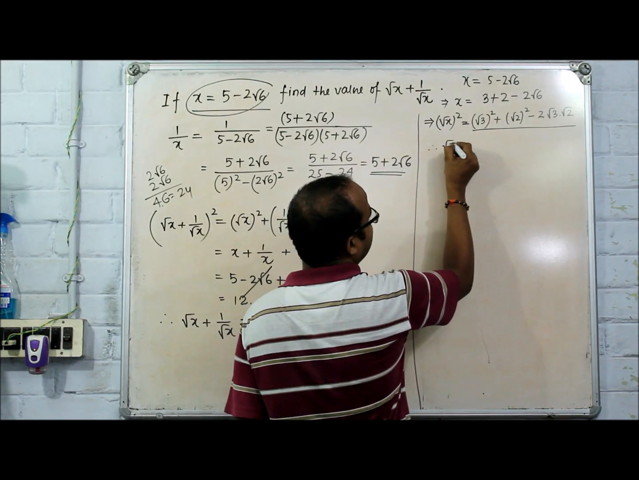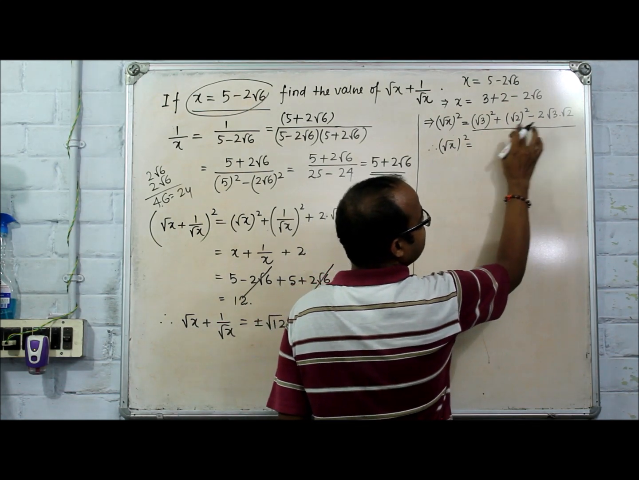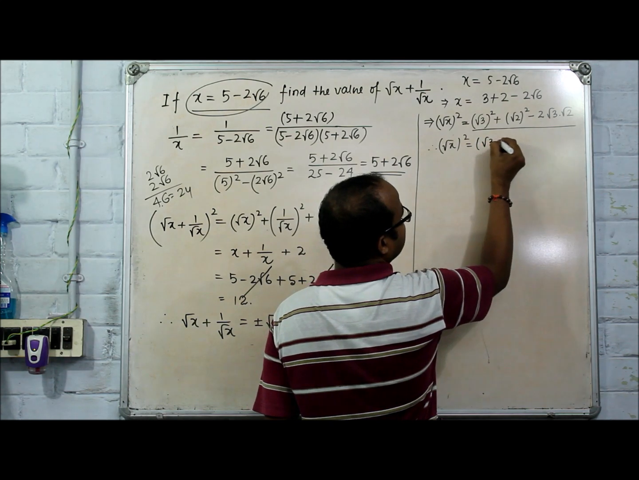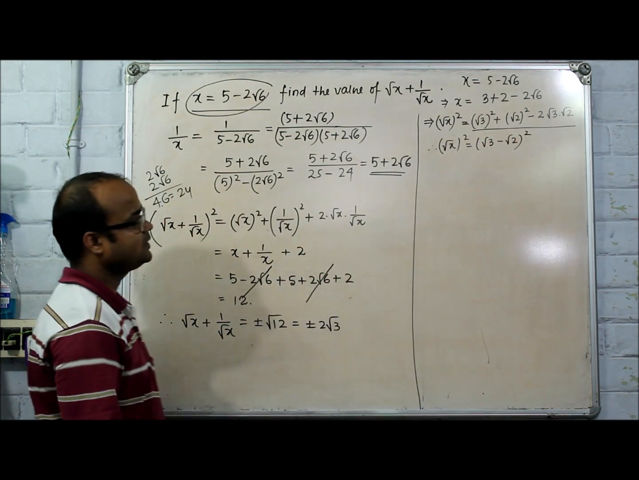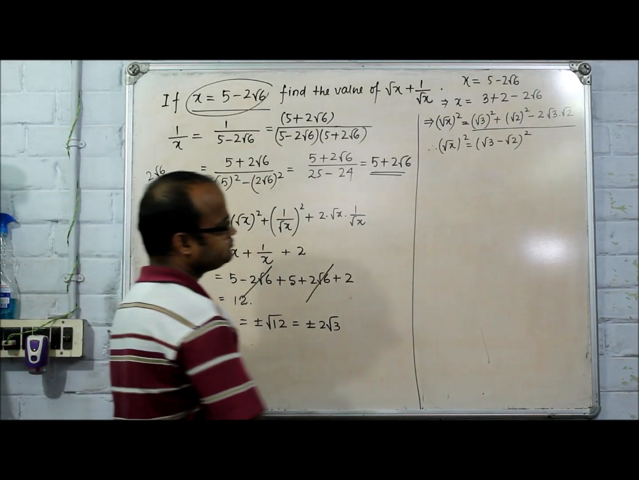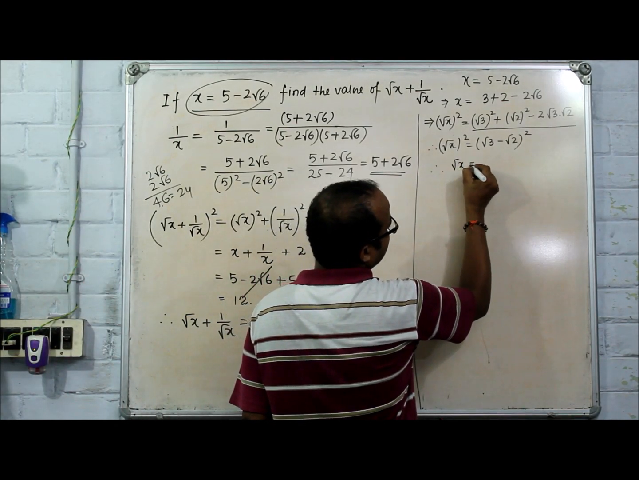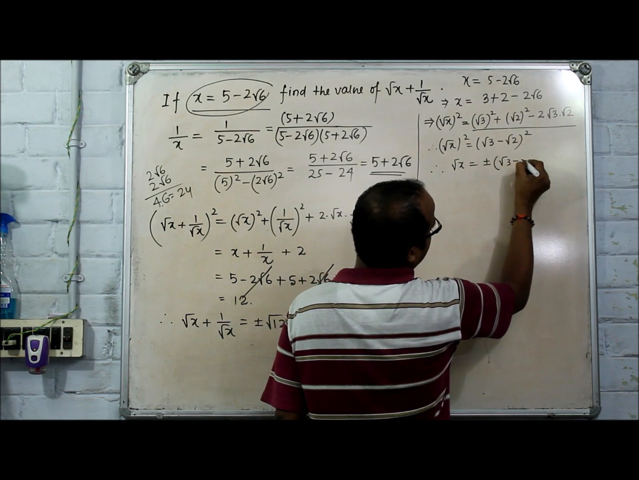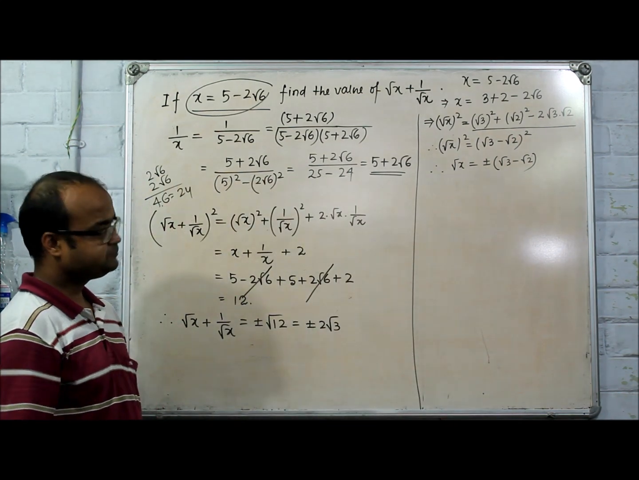Therefore, root x square is equal to a square plus b square minus 2ab. So this can be written as root 3 minus root 2 whole square. Clear? So if you take the square root on both sides, you will get plus minus root 3 minus root 2. Clear?